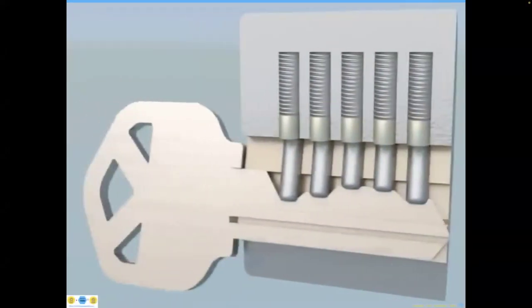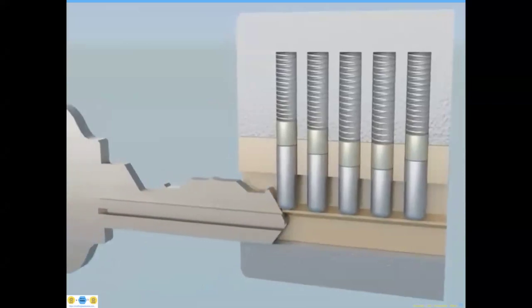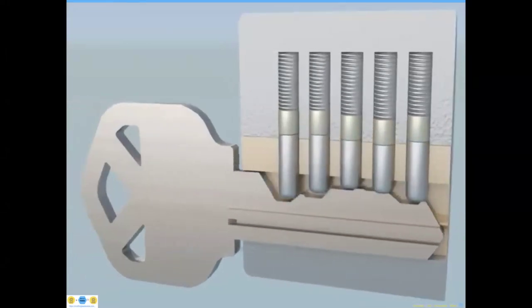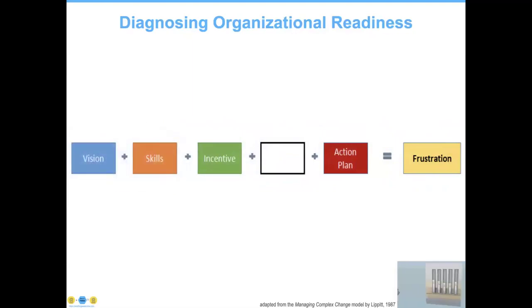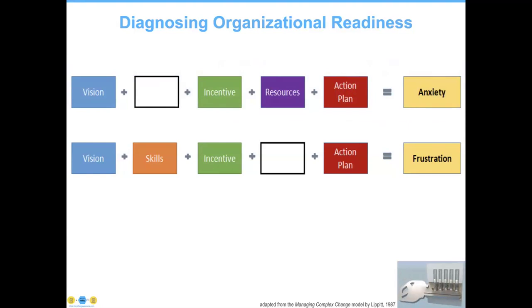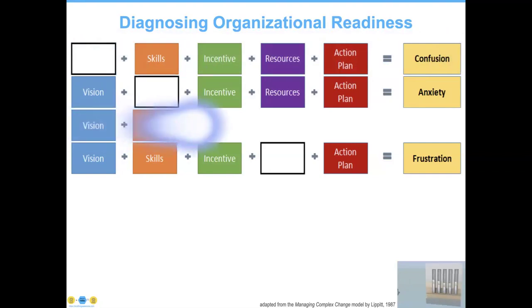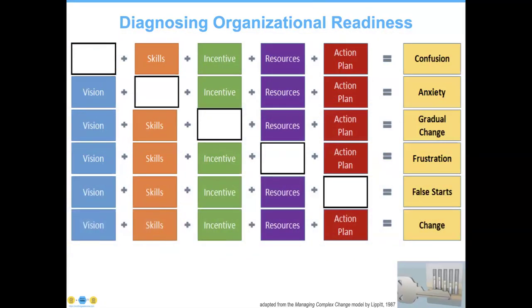It's the idea of change management and leadership. And this is a concept we'll eventually have to explain to young people because all the locks will be electronic. But right at the moment, when I look at an organization and I see vision, skills, incentive, action plan, and frustration, I know that they're missing the resources. When I see anxiety as the symptom, I know they're missing skills. Only when all of these things line up correctly does one achieve change. And that's the main reason most organizational data programs, including data strategy objectives, do not succeed.